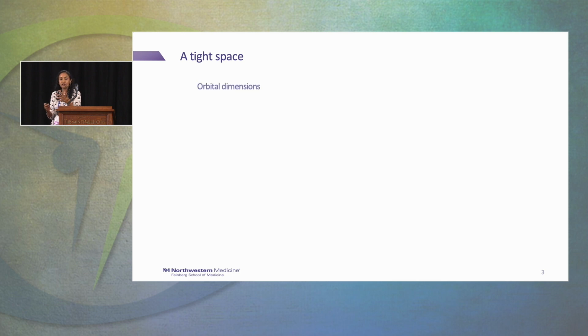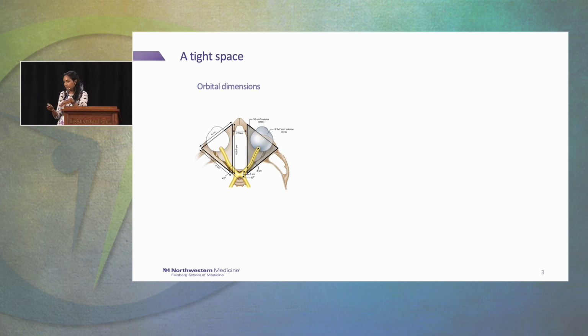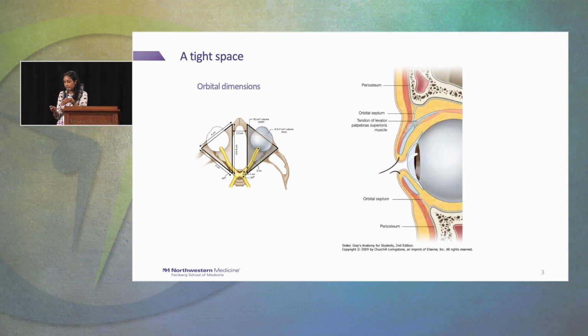All of us have memorized these numbers over the course of our training: the dimensions of the orbit, the volume the orbit can hold, the standard depth and width of the orbit. And of course, we've all also memorized this figure, depicting the restrictive soft tissue structures of the eyelid. The orbital septum is that taut structure that separates the preseptal and postseptal orbit, and pathology posterior to that septum is caught within a tight enclosed space and results in compartment syndrome.